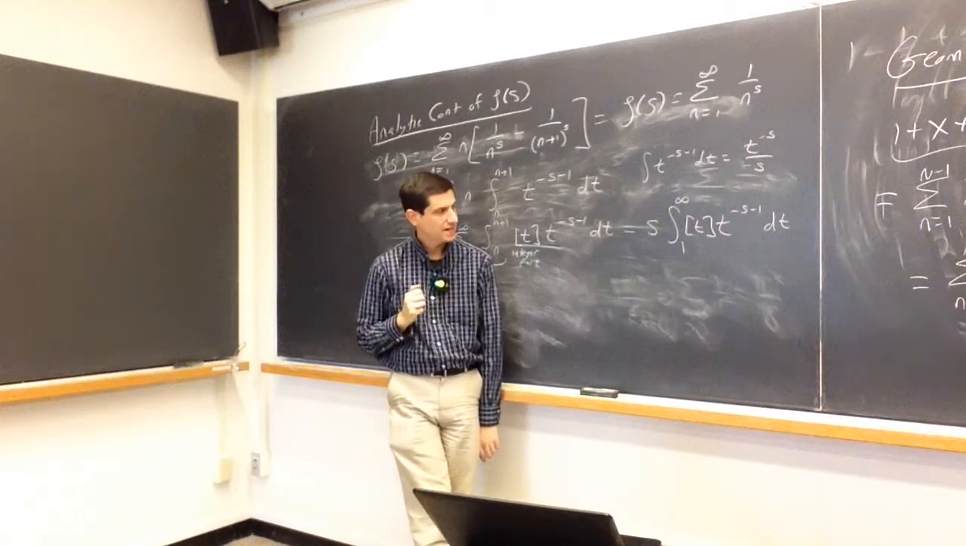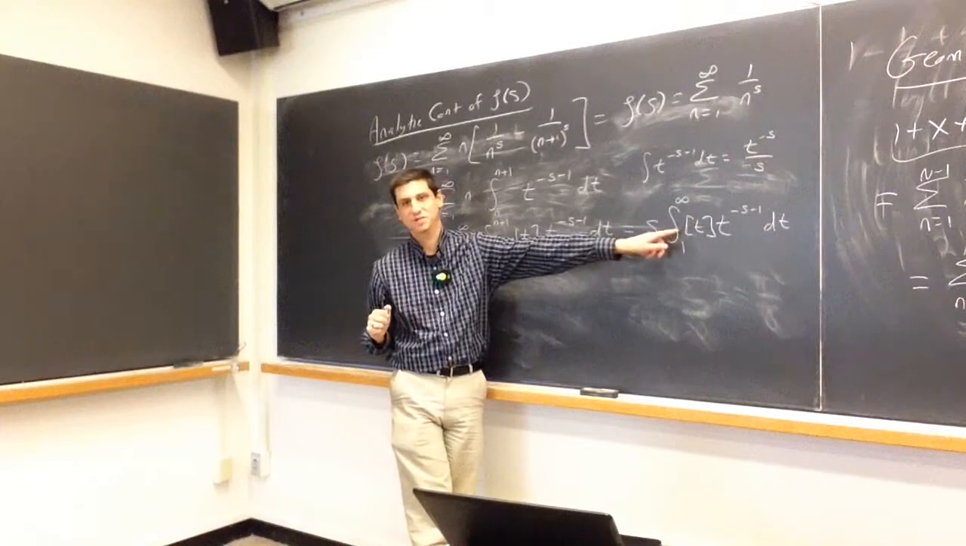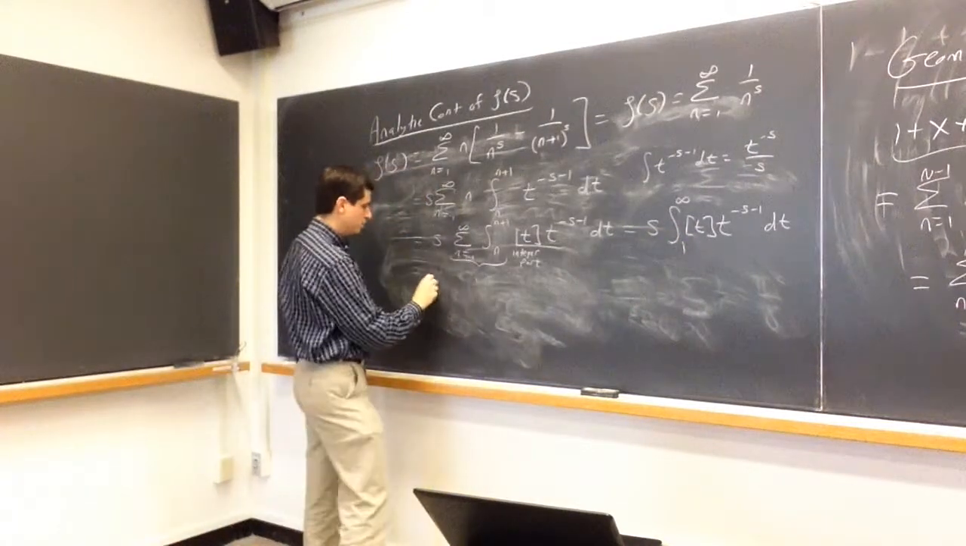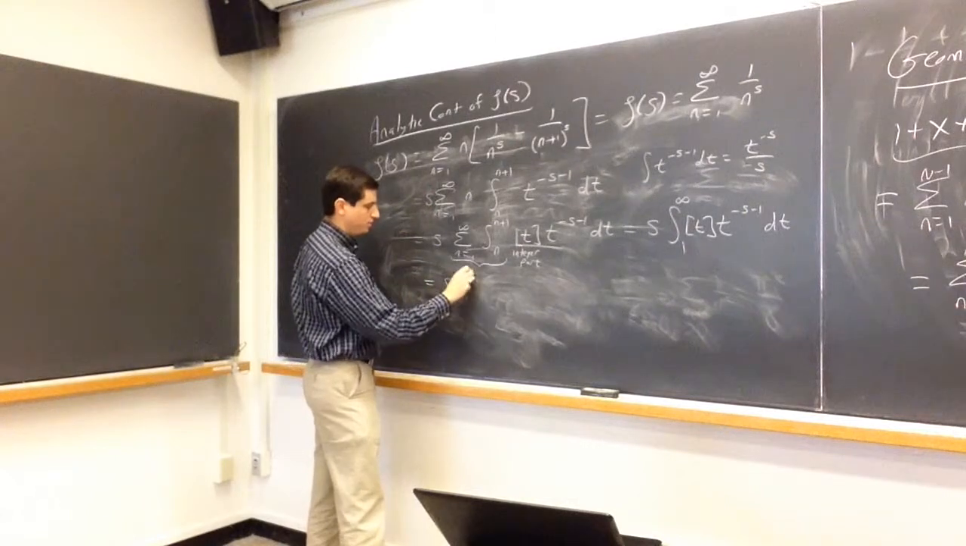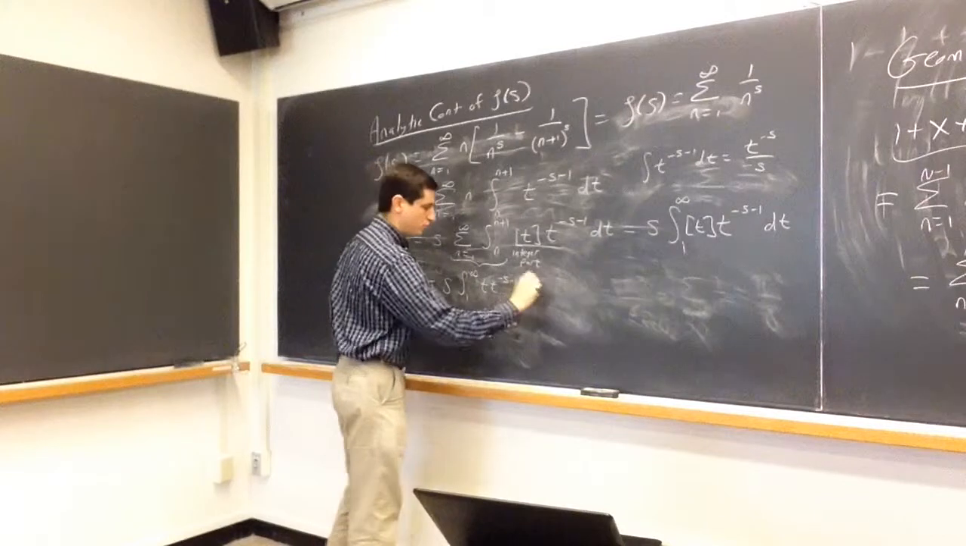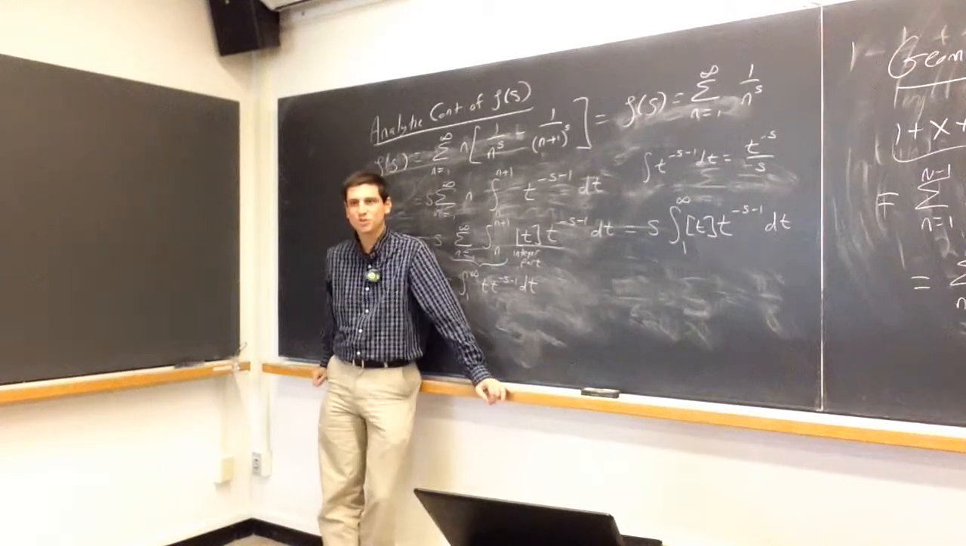Now, I cannot integrate something like this. That's bad. However, I can integrate from 1 to infinity t times t to the negative s minus 1 dt, and just drop the integer part. Can we just drop the integer part?